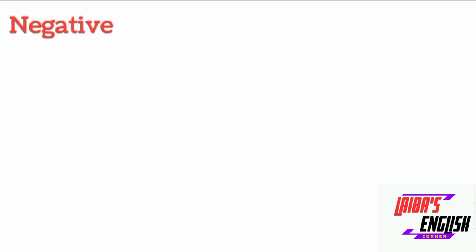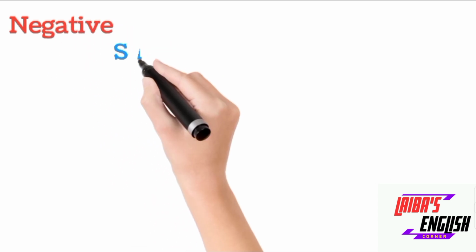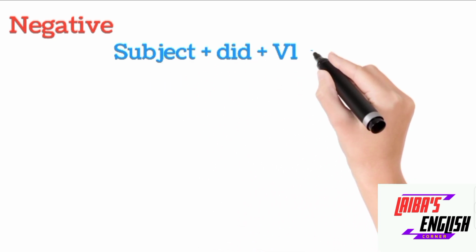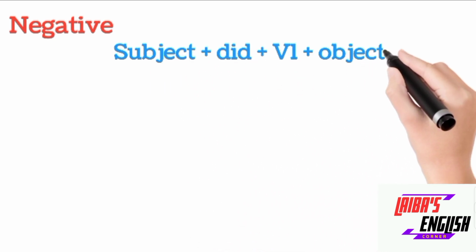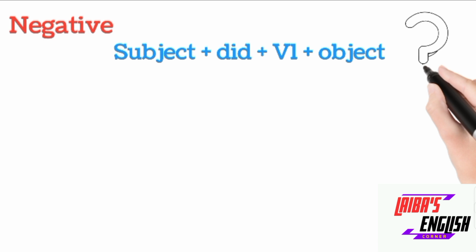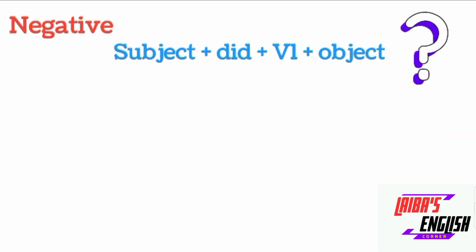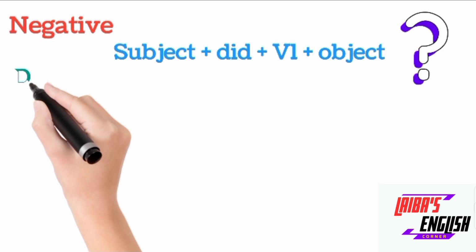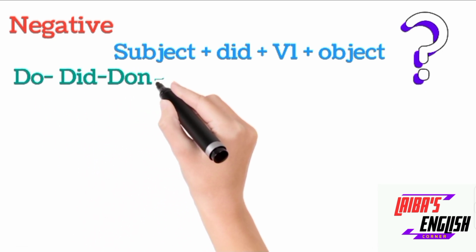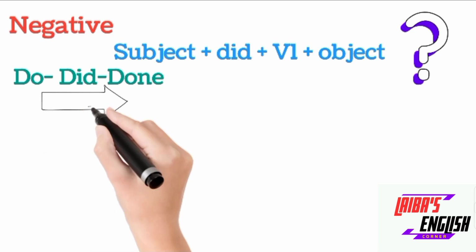Now if we have to make the negative of that simple past tense, what we have to do? We have to put not after the helping verb. So what's the helping verb here? The helping verb there is did. So the structure is subject plus did plus not plus verb first form plus an object. So here we are seeing that we have used the verb first form, and in our previous slide we have seen that we are using the verb second form.